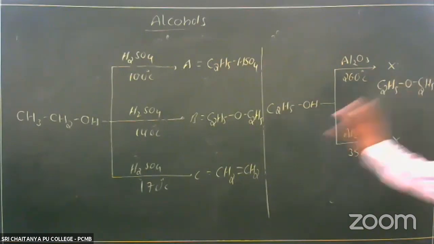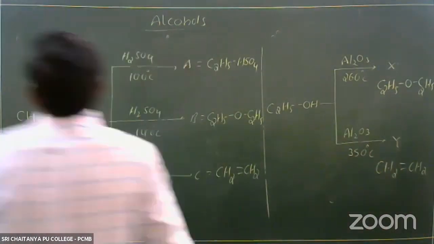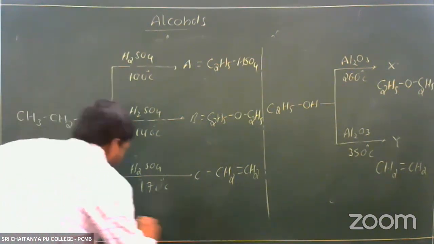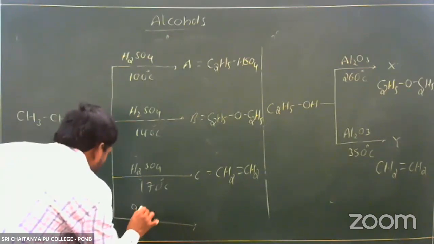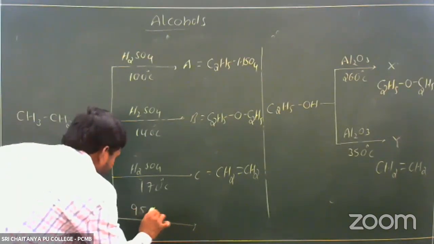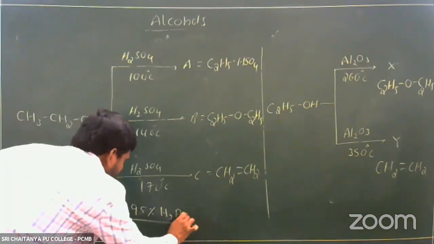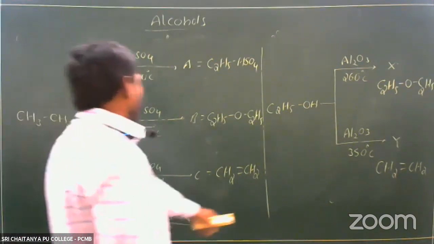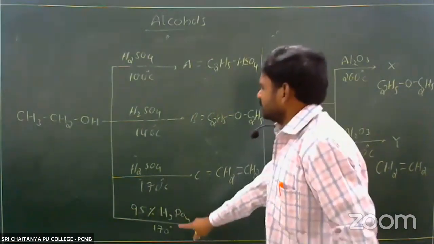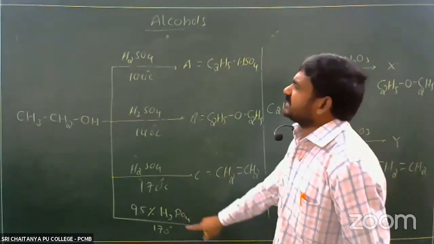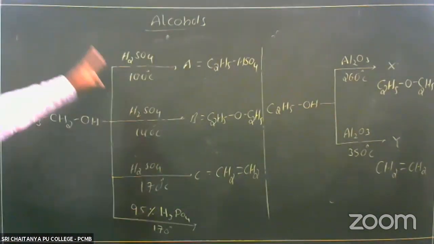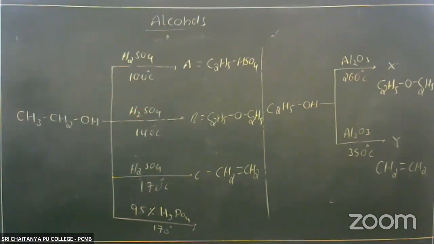If you use phosphoric acid, 95% phosphoric acid is required, and it works with primary alcohol. With 95% phosphoric acid at 170 degrees centigrade, it forms ethylene. So these are the examples of dehydration of alcohol.